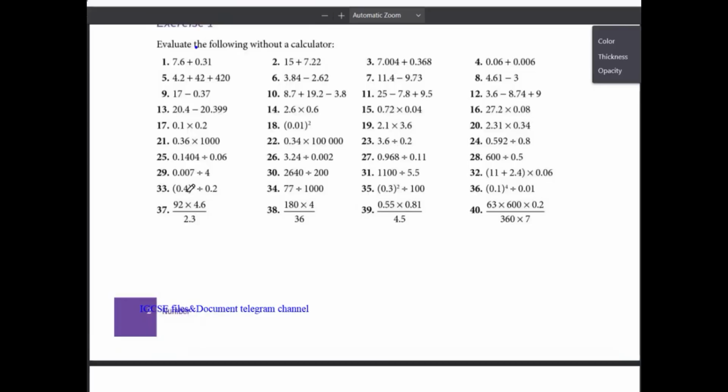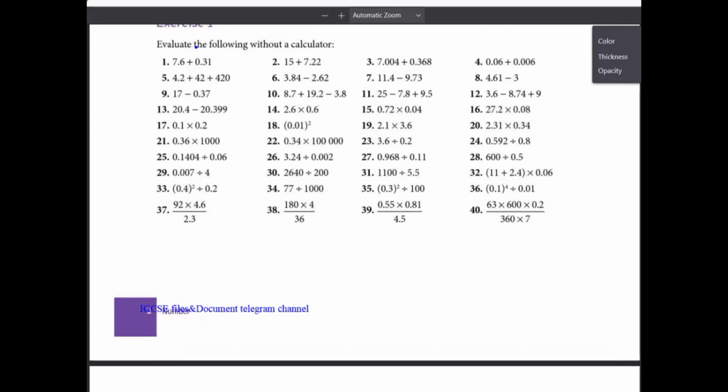When we have such a type of question, like exercise 1-1, when we have such a type of questions, like 0.4 squared then divide 0.2. According to what we know, this is multiplication. Multiplication comes first. We need to do this one first. Then after that, we move to division.